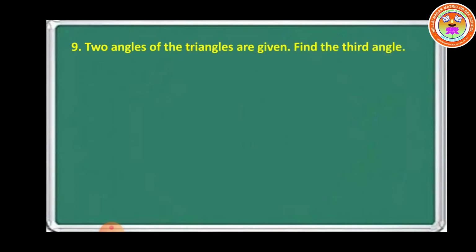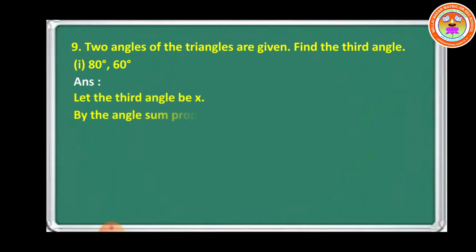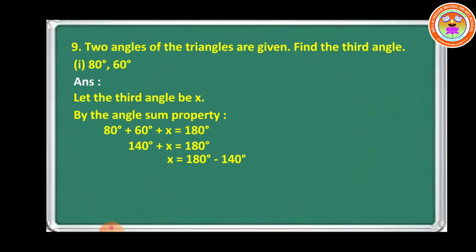Next question, 9th one. Two angles of the triangles are given. Find the third angle. First subdivision: 80 degrees and 60 degrees are the given angles. Let the third angle be x. Therefore, by the angle sum property, the sum of the angles equals 180 degrees. Therefore, 80 degrees plus 60 degrees plus x equals 180 degrees. It gives 140 degrees plus x equals 180 degrees. Therefore, x equals 180 degrees minus 140 degrees, which is equal to 40 degrees. Therefore, the third angle is 40 degrees.